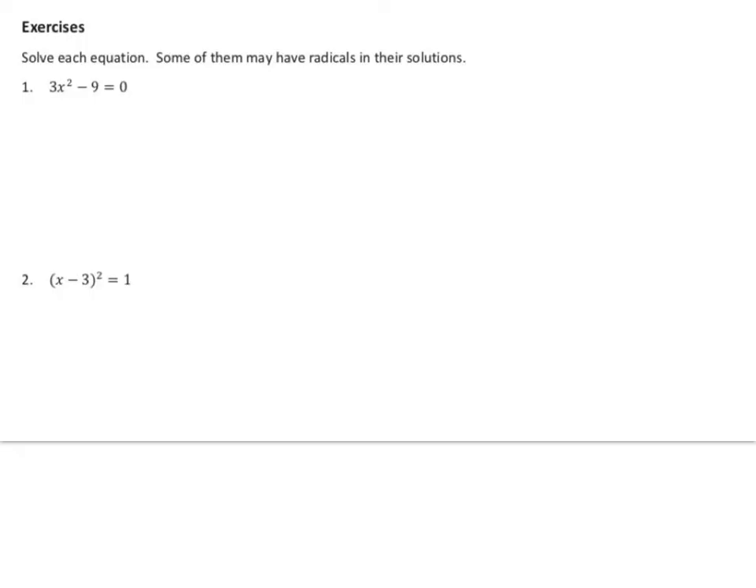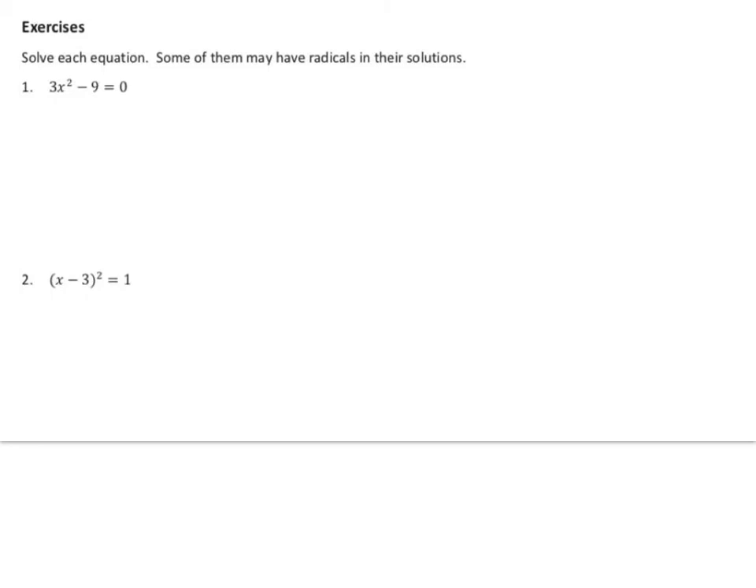Cool. Awesome. I've got 4 exercises here, and you have 4 exercises on your sheet. We're going to do some different methods to solve all these, okay? And I'm going to try to show you a pattern. So I'm hoping you see the pattern. Solve each equation. Some of them may have radicals in their solutions.